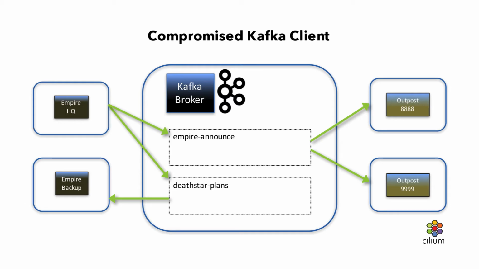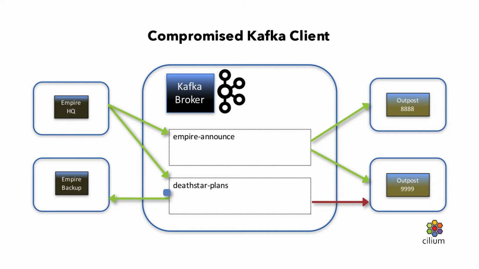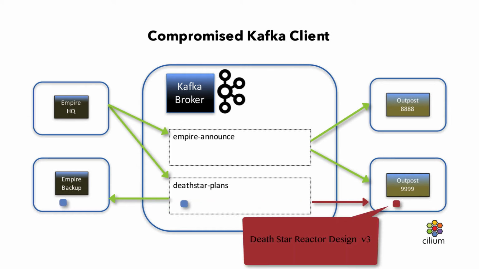So how did the rebels obtain the Death Star plans? By taking advantage of the Empire's Kafka vulnerabilities and compromising Outpost 9999, the rebels were able to use Kafka calls to consume the Death Star plans. Once the Empire HQ produced the new design to the Death Star plans topic, Outpost 9999 received the message.